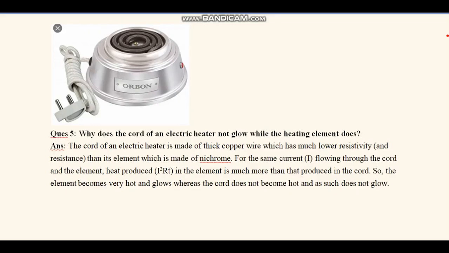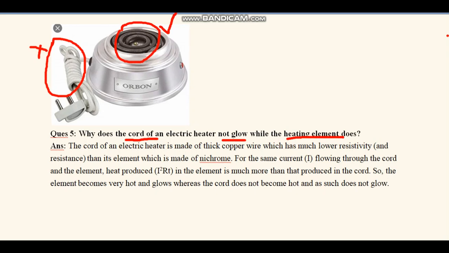The fifth question says: why does the cord of an electric heater not glow but its heating element does? Students, look in the diagram. This is the cord of the electric heater and this is the element of the electric heater. It is asked why this cord does not glow and why this element glows when the same current is passed through both of them.